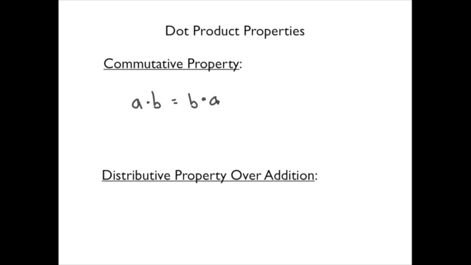The dot product follows the commutative and distributive properties. The commutative property states that a dot b is equal to b dot a. The distributive property over addition shows that a dot the sum of b plus c equals A dot B plus A dot C.